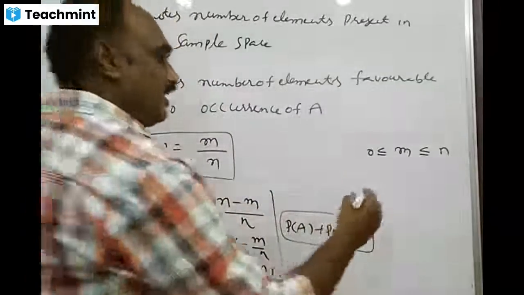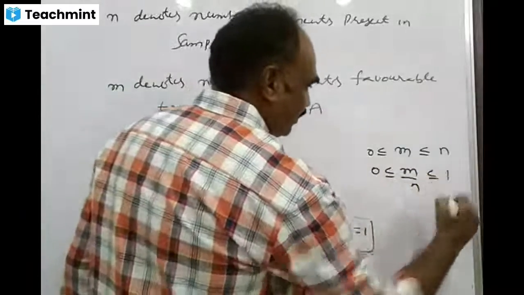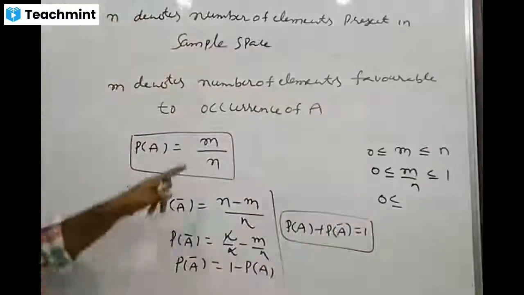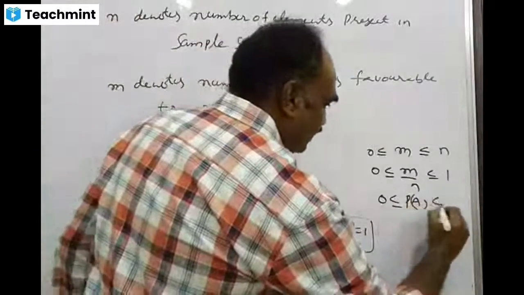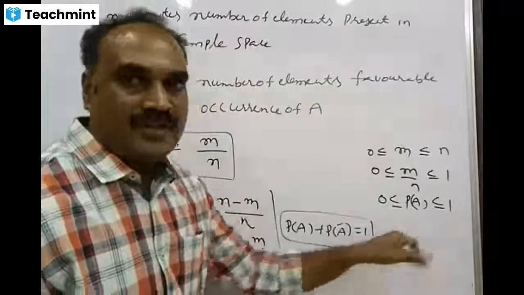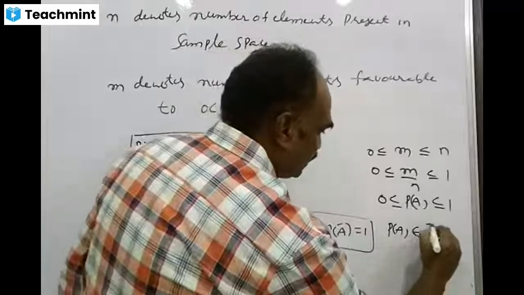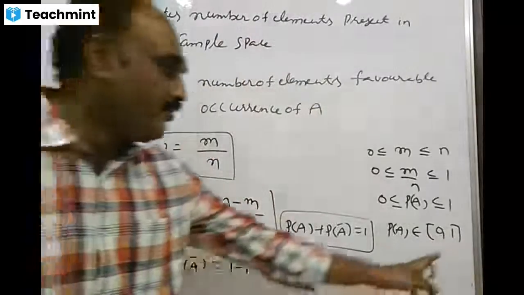So dividing by N, 0 less than or equal to M by N less than or equal to 1. M by N is equal to P of A, so probability of A is less than or equal to 1. Friends, probability lies between 0 and 1. Range of probability: P of A belongs to 0 to 1. Minimum value 0, maximum value 1.